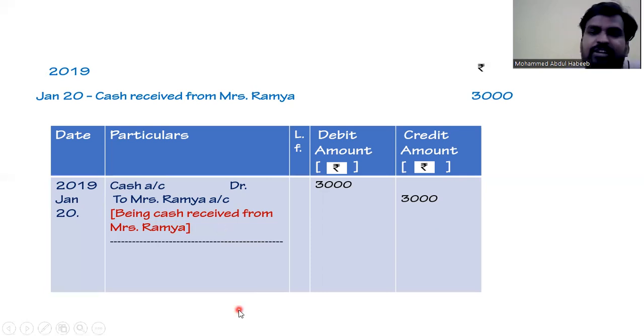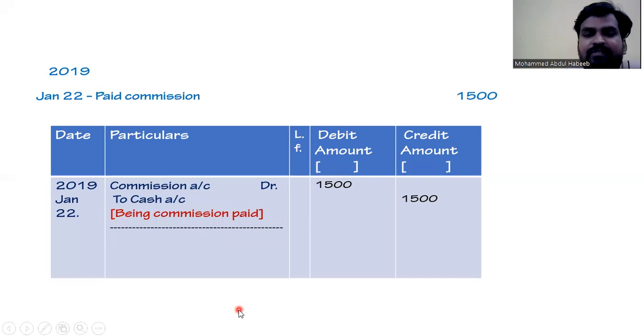Coming to our next transaction, which is on 2019 January 22. Paid commission 1,500 rupees. So here the date will be taken as 2019 January 22. As we are paying commission, cash is going from the business, so cash will be credited and the name of the expenditure will be debited. As we are paying commission, we will be writing it as commission account debit 1,500 to cash account 1,500, and the narration will be recorded as being commission paid.